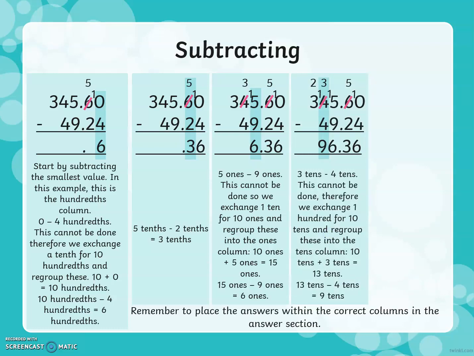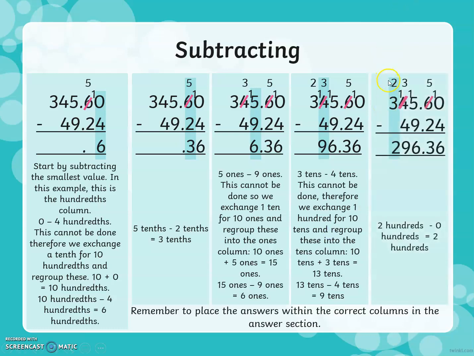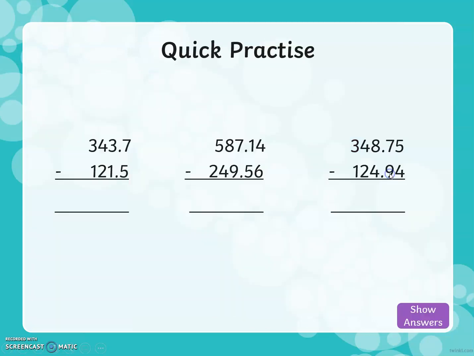It cannot be done again, as we cannot take the big digit from the small digit. So we need to exchange 100 for 10 tens and regroup these into the tens column. Then we are left with 2 in the hundreds, and 2 hundreds take away 0 is 2. So your answer is 296.36.